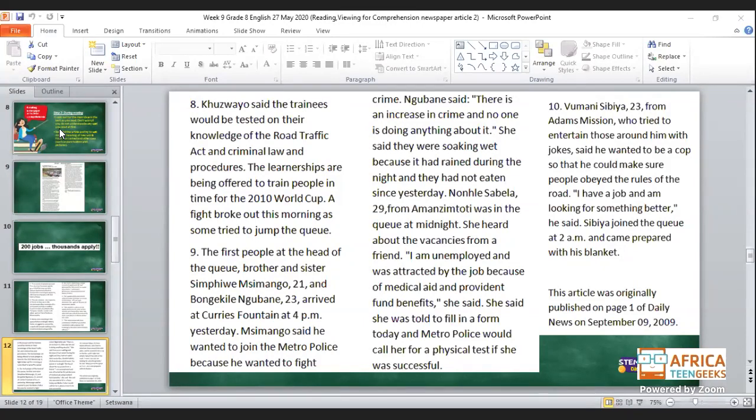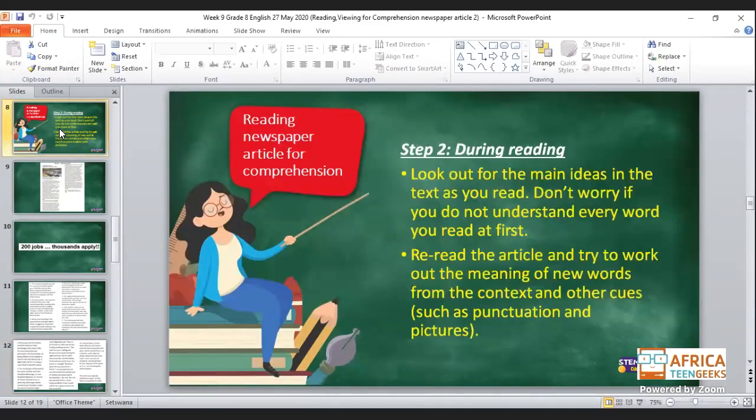And so what we were doing now was step 2, which is reading. Let me go to the slide. Step 2, reading, is when we were reading the article so that we can get everything and know what it means. Sometimes, if necessary, you reread the article and try to work out the meaning of new words from the context and other cues such as punctuation and pictures. So when you were reading here, were there any words which you didn't know what they mean?